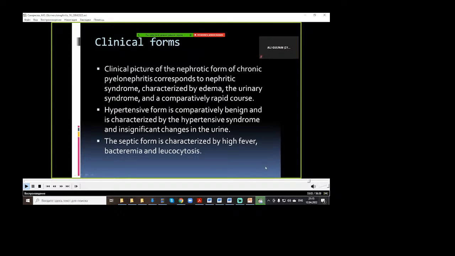We will start with the nephrotic form of chronic pyelonephritis. This form corresponds to nephrotic syndrome, characterized by edema, urinary syndrome, and comparatively rapid course. The next clinical form, hypertensive, is characterized by arterial hypertension syndrome and insignificant changes in the urine. The septic form is characterized by high fever, bacteremia, and high leukocytosis, and severe pain in the lumbar region.